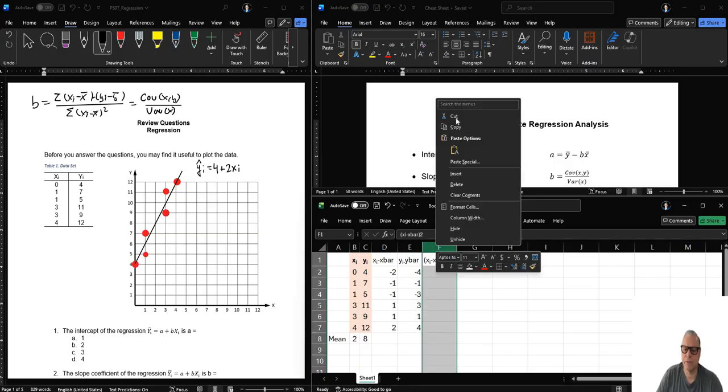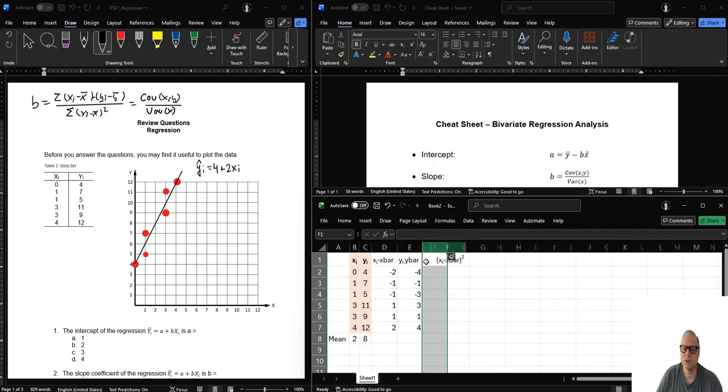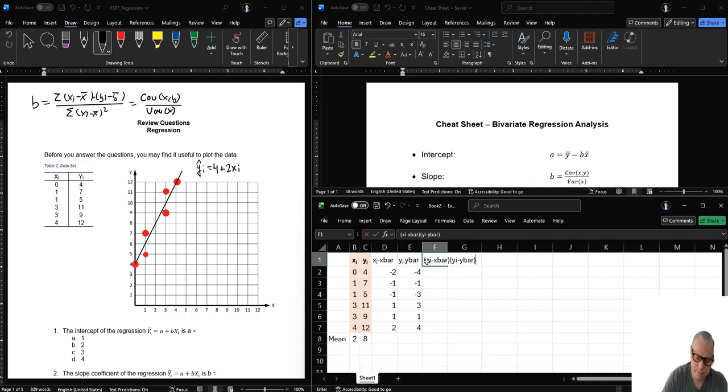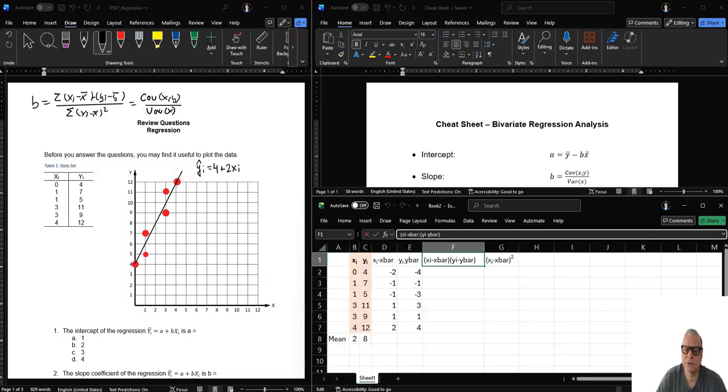And actually, before the x_i minus x bar squared, I think it makes more sense to have first x_i minus x bar times y_i minus y bar, and put again a subscript.